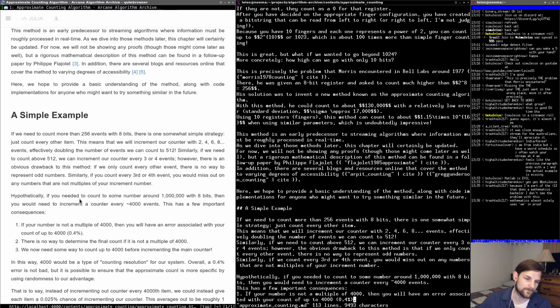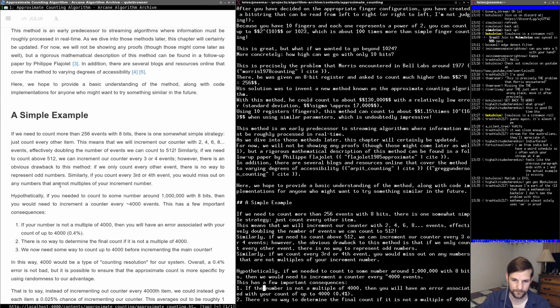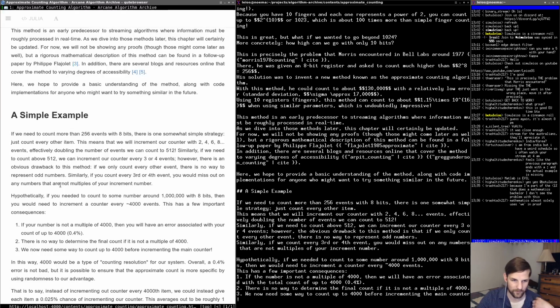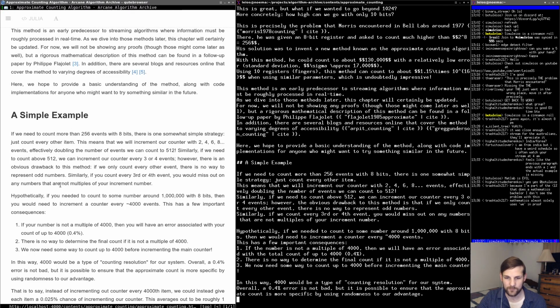Okay, so hypothetically, if I'm breaking my own rule a lot. Let's go here. If we needed to count to some number around 1 million with 8 bits, then we would need to increment our counter every roughly 4,000 events. This has a few important consequences. One, if the number is not a multiple of 4,000, then we will have an error associated with the count. We'll say the total count of up to 4,000, which is 0.4%. Two, there's no way to determine the final count if it is not a multiple of 4,000. And three, we now need some way to count up to 4,000 before incrementing the main counter.